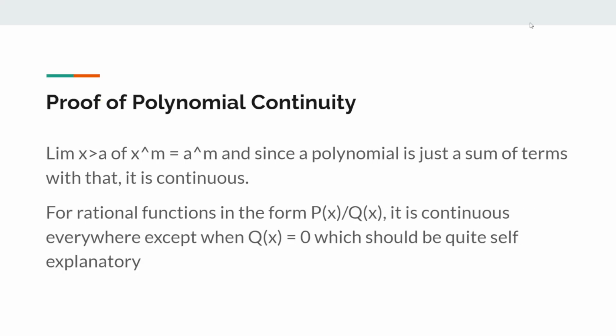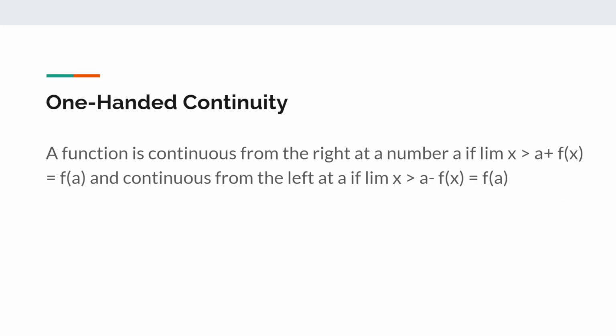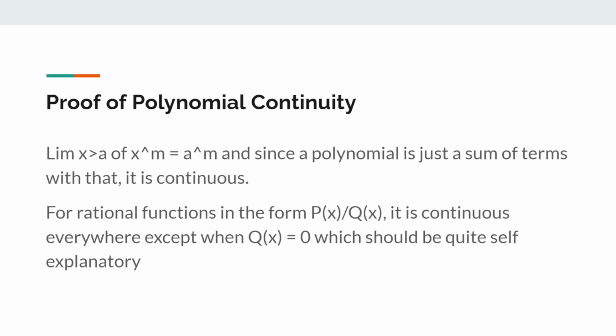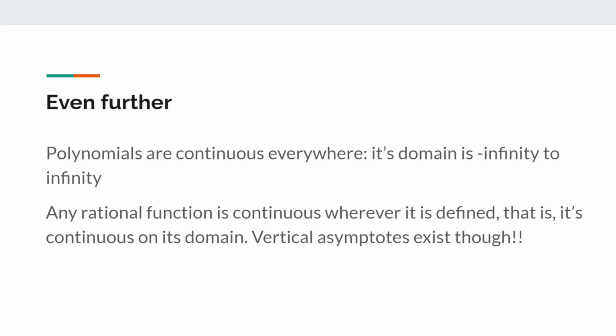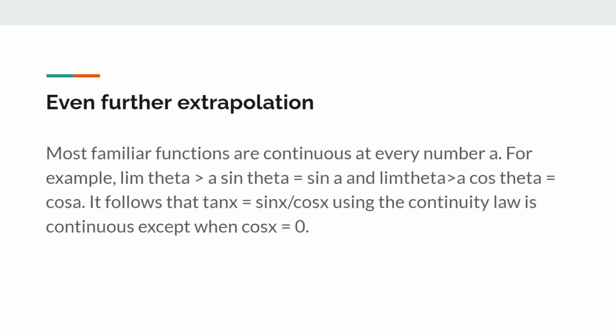Proof of polynomial continuity. The limit as x approaches a of x to the m is equal to a to the m, and since a polynomial is just the sum of a lot of these terms, it's continuous because we can just evaluate the limits. Or since each part is continuous, it would just be a sum of continuous terms, which is still continuous because of the theorems of continuity we mentioned. For rational functions, again, same thing. I'm not even going to get to that.